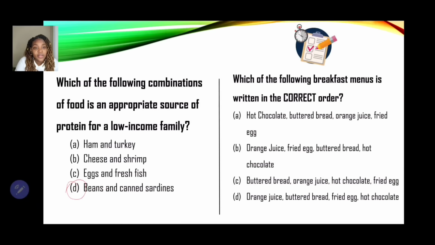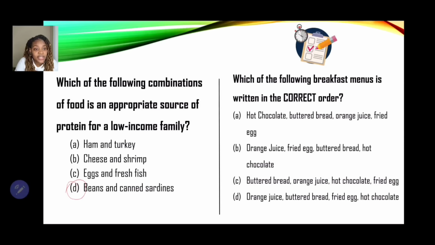Good. Next question. Which of the following breakfast menus is written in the correct order? So when we're writing our breakfast menus, what comes first? Whereas with dinner or lunch menus, the beverage comes at the end, with a breakfast menu we have our fruit or fruit juice first. Then it may be a hot cereal, depending on the type of breakfast. Then it would be what? Protein, the carbohydrate, and the hot beverage. Now let's see which one of these options is most suitable.